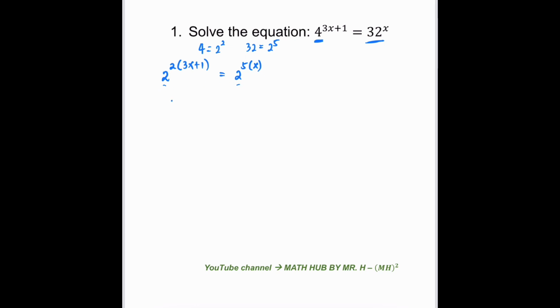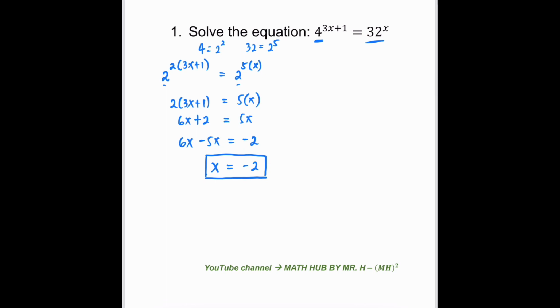So from here, we have 2 times 3x plus 1 equal to 5 times x. So 2 times 3x is 6x, 2 times 1 is positive 2, and then 5 times x is 5x. Solving the equation, we'll have 6x minus 5x equal negative 2. So 6x minus 5x is x equals negative 2. So the value of x in the equation is negative 2.